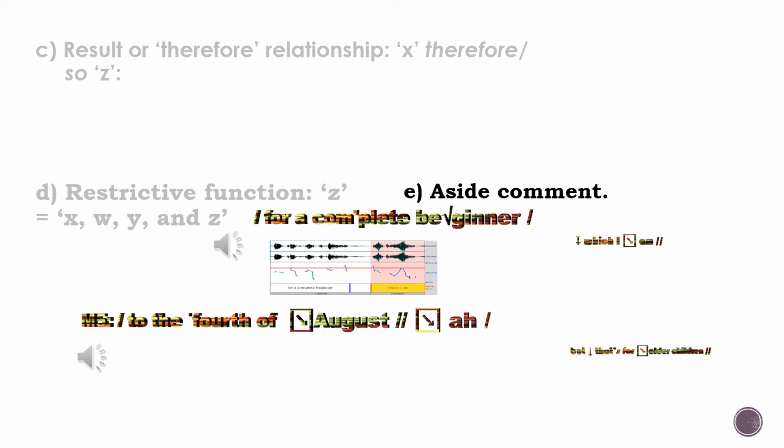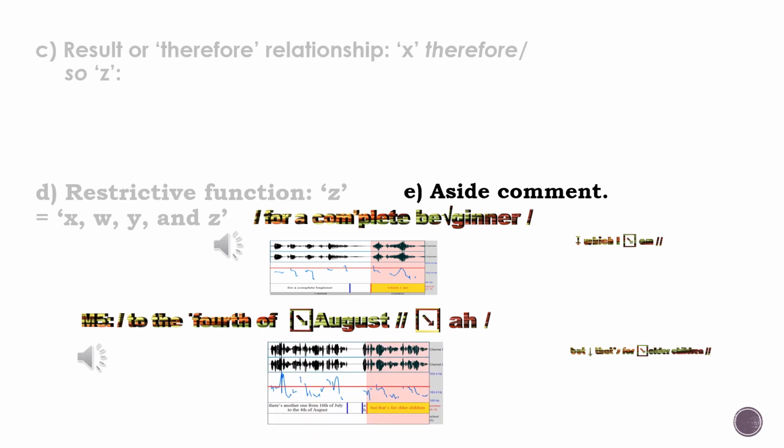Okay, so one very important characteristic about aside comments that you may remember is that the information that is expressed in the tone unit with the drop in the pitch level, with a low key, is not addressed to the other person. It's not meant for the other person to understand it as an important piece of information. It is as if the speaker is talking to himself, remember.